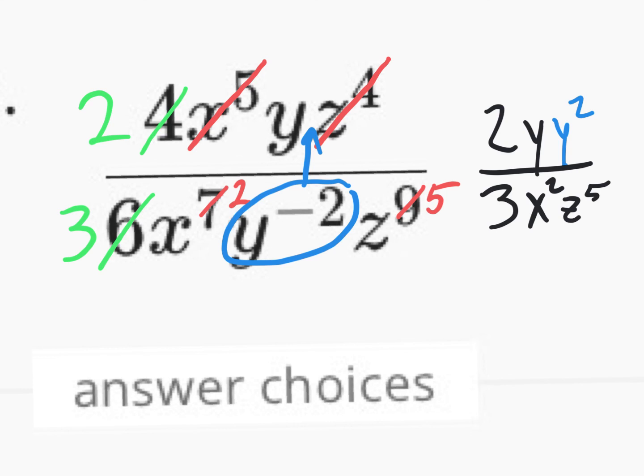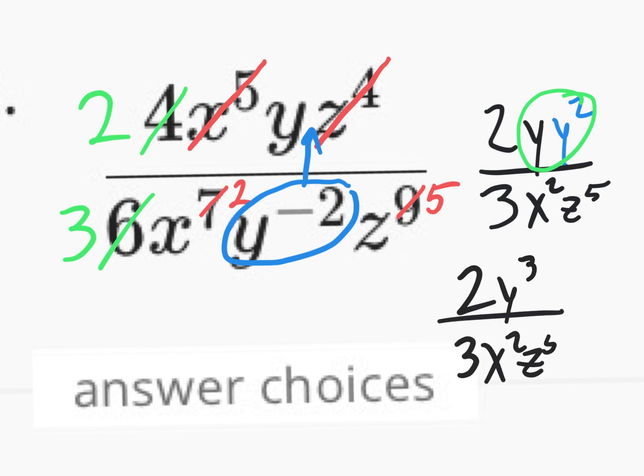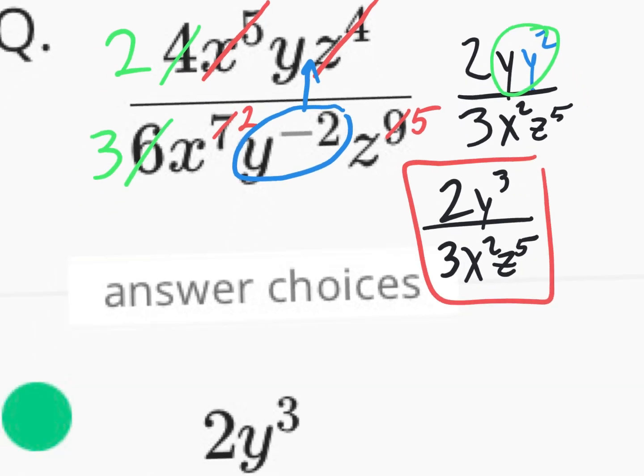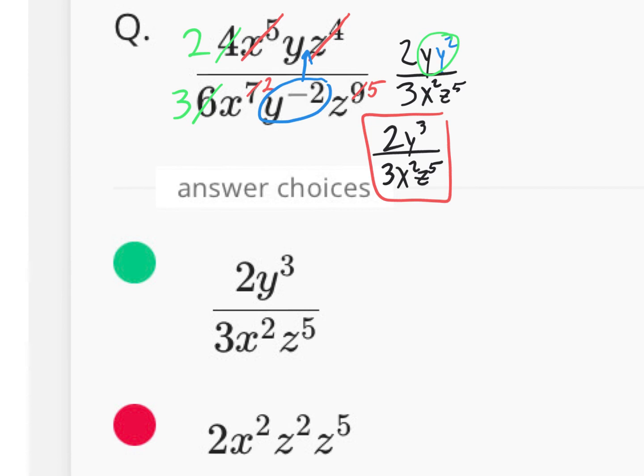So what left could I do? What's left that I could do? The y to the 2nd times y, that's y to the 3rd. Final answer, 2 y to the 3rd over 3x squared z to the 5th. So that's your answer. And when we look for the answer down here, it's going to be this one.